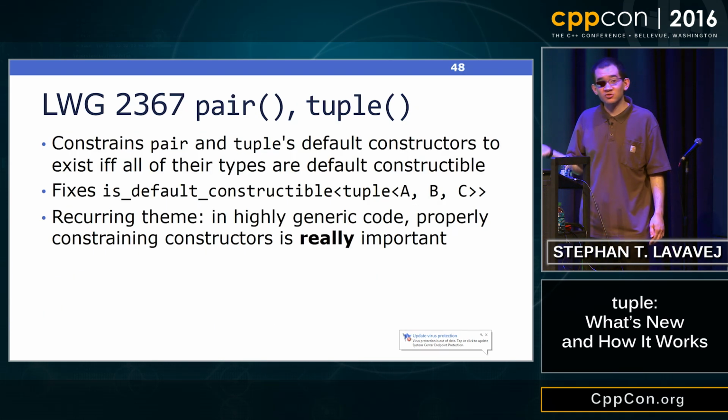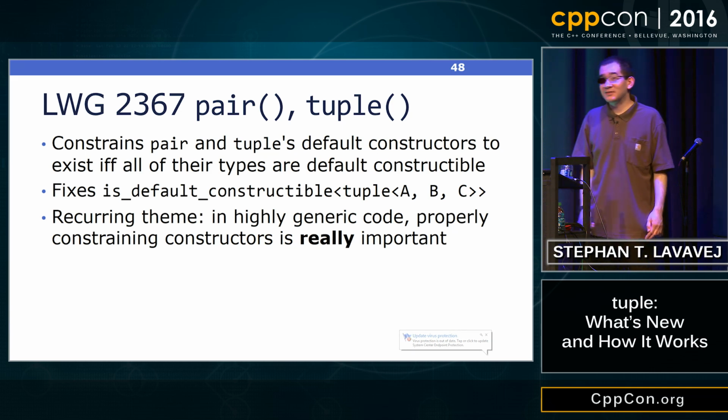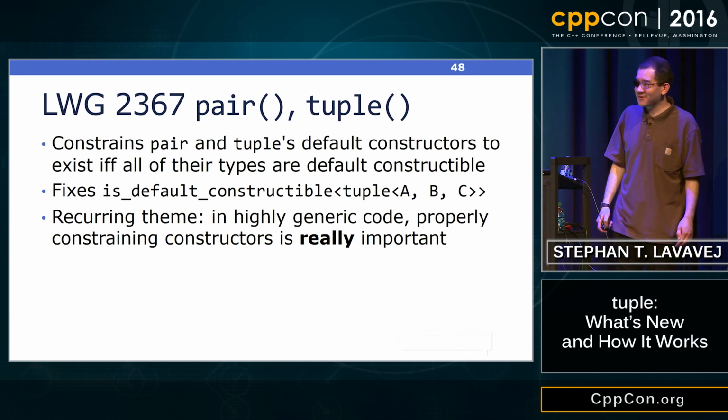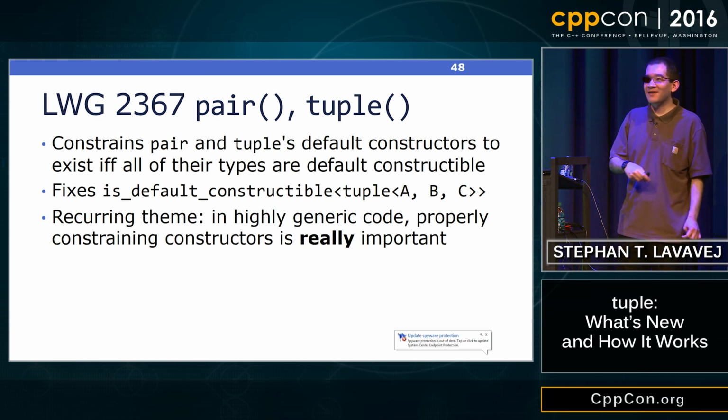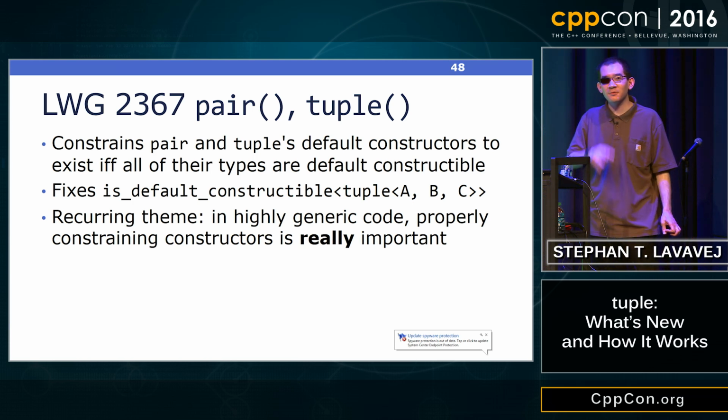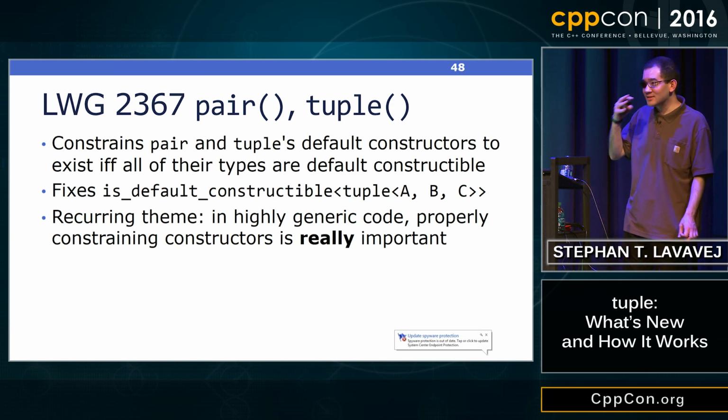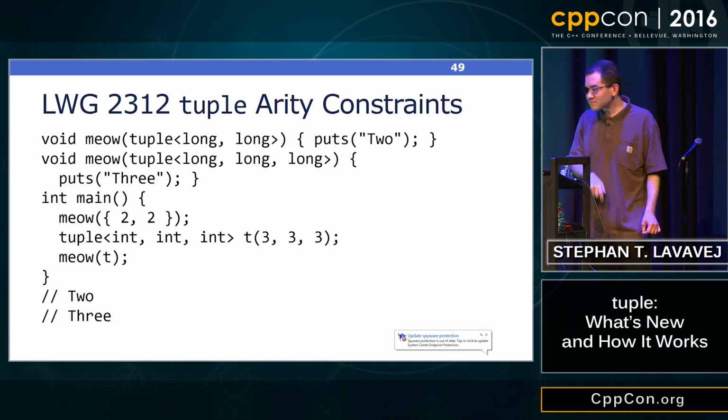Pair and tuple's default constructors have been constrained. Turns out, yes, you can constrain a default constructor. You just template it and hope nobody notices. The theme here is that in generic code, you really need to constrain the existence of your constructors. And because pair and tuple are so fundamental, they need this level of attention.